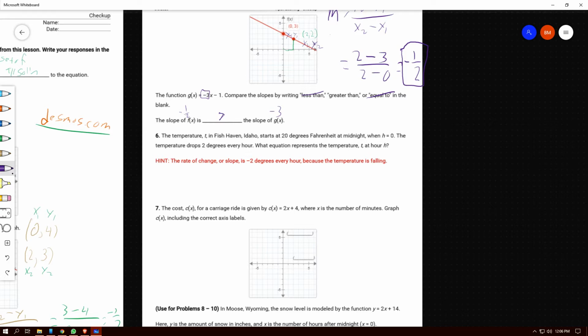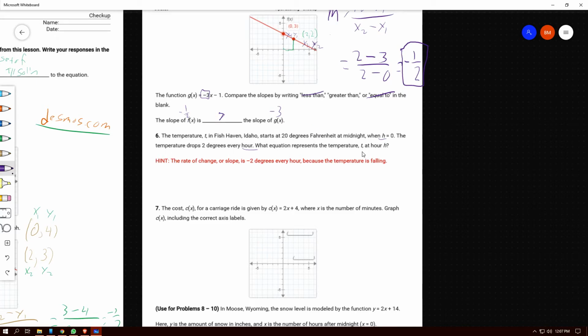All right. Now this next one, we're given a word problem. Now we have to create our own equation. How do we do this? All right. So they tell us that the temperature T in Fish Haven, Idaho starts at 20 degrees Fahrenheit at midnight when H equals 0. The temperature drops 2 degrees every hour, so we know that this H means hour. What equation represents the temperature T at hour H?